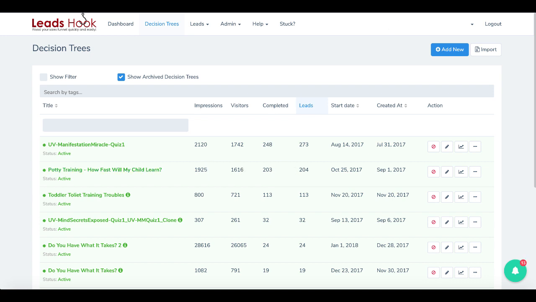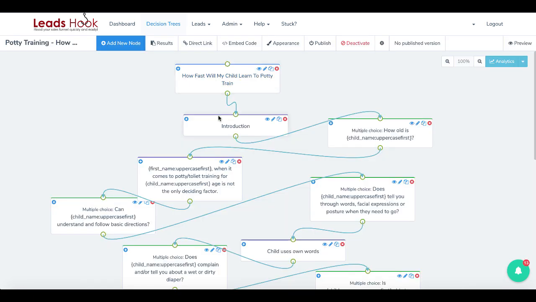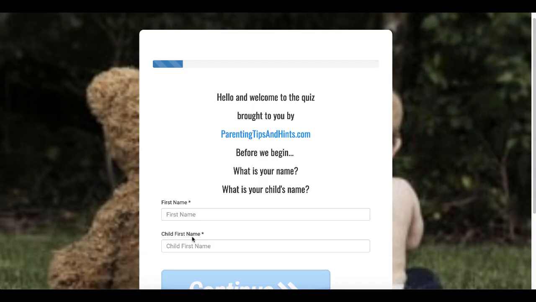And of course, if you want to see the back end just real quick for completeness, inside of LeadsHook, this is what that decision tree looks like. So you saw the quiz over here when they first start, first name, child's name.